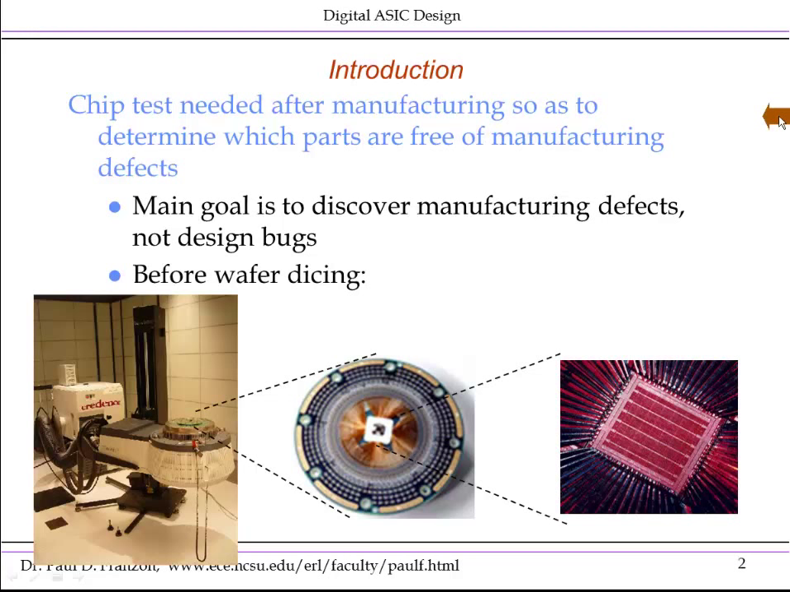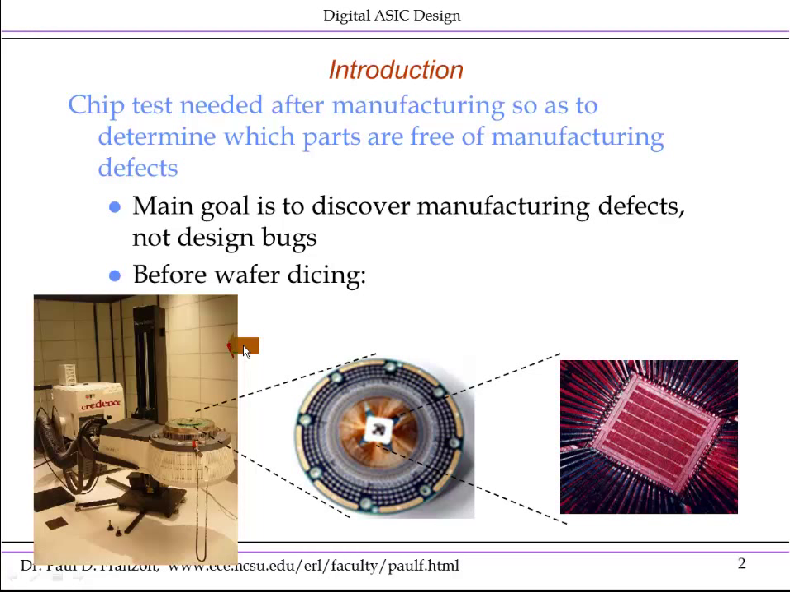And in fact, they are tested in wafer form, in their bare form, on giant test machines such as the one shown at the left there, in order to detect such manufacturing defects. I'm showing here a progression of images illustrating what happens. On the left, we have our test unit. This is a very expensive unit, many millions of dollars.